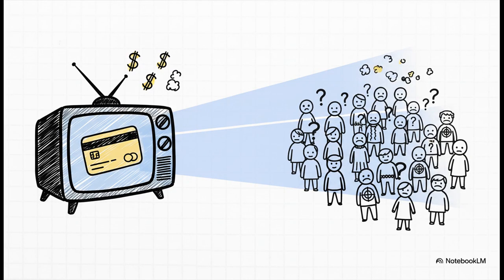That shotgun approach is so tempting because it feels comprehensive, right? But just picture it. Running a national TV ad for a really niche premium travel card. Sure, you'll hit some of your targets, but you are literally paying to interrupt millions and millions of people who have absolutely zero interest. It's the very definition of inefficiency.